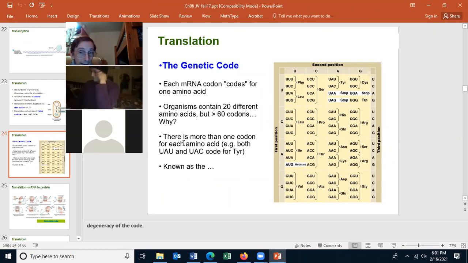And that means that each amino acid can have more than 1 codon coding for it. So if I'm talking about a codon, there can be several codons that code for the same amino acid.